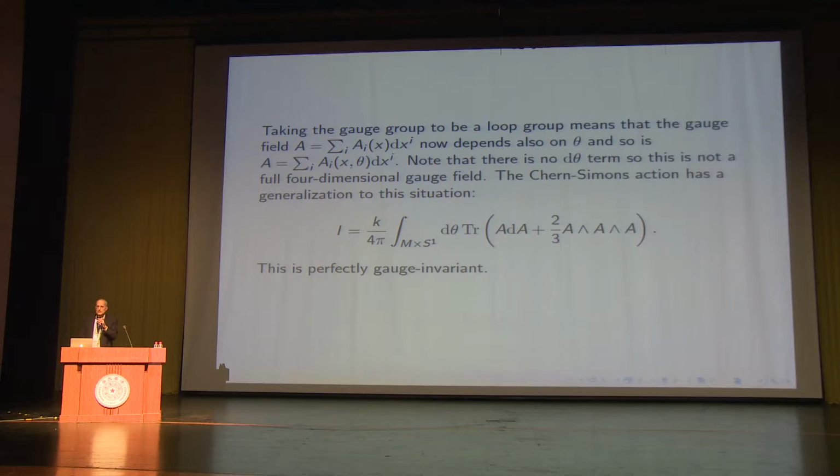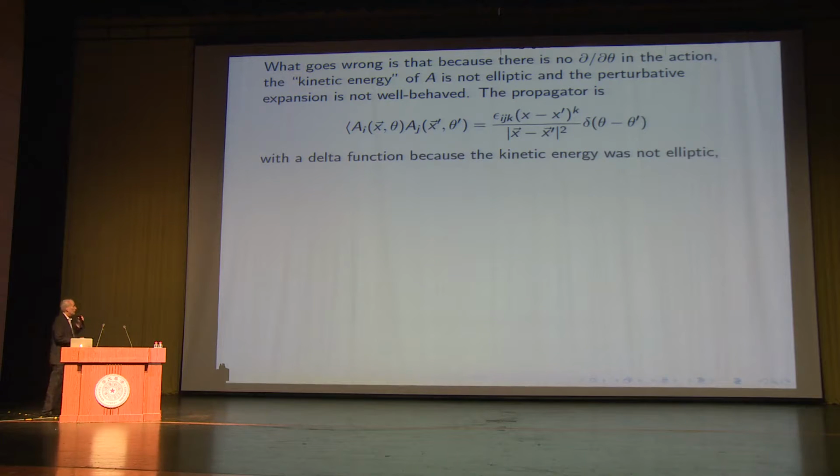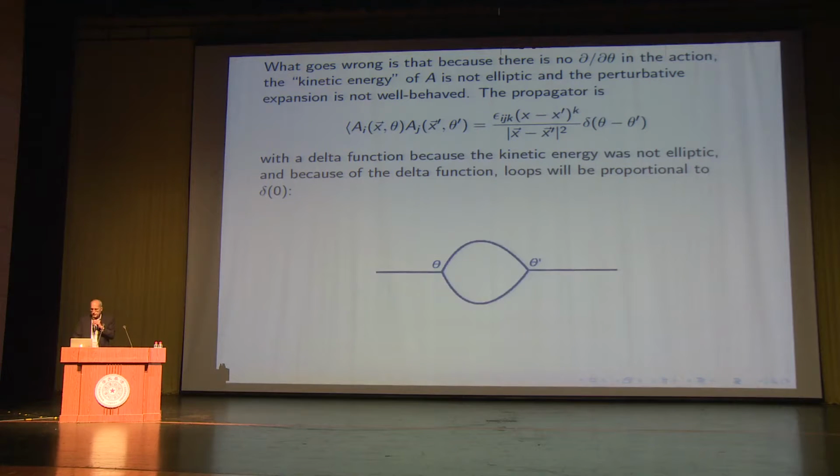And naively, we can use it to study knot invariance for representations that depend on theta, that is, on the spectral parameter. But something goes wrong. Because there's no d by d theta term in the action, the kinetic energy of the gauge field, as mathematicians would say, is not elliptic, and therefore the perturbation expansion is not well behaved. In a standard gauge, the propagator from x theta to x prime theta prime has a delta function in theta, because there was no d by d theta in the action. And because of the delta function, loops won't make sense. Here's a loop with two internal lines propagating from x theta to x prime theta prime, and you're going to get two factors of delta of theta minus theta prime. So you'll get delta of theta minus theta prime times delta of 0. At that point, you have to go back to the drawing board.